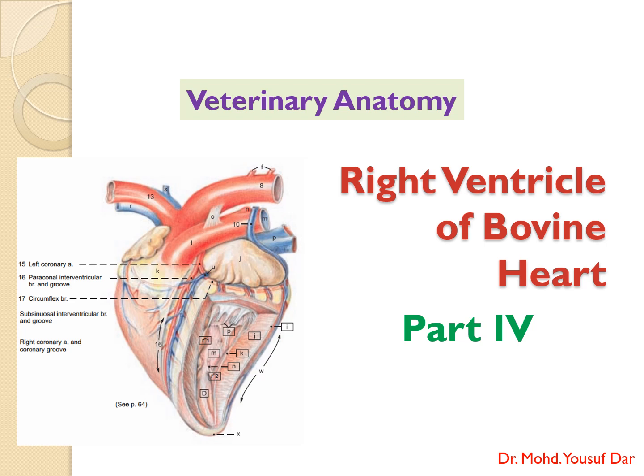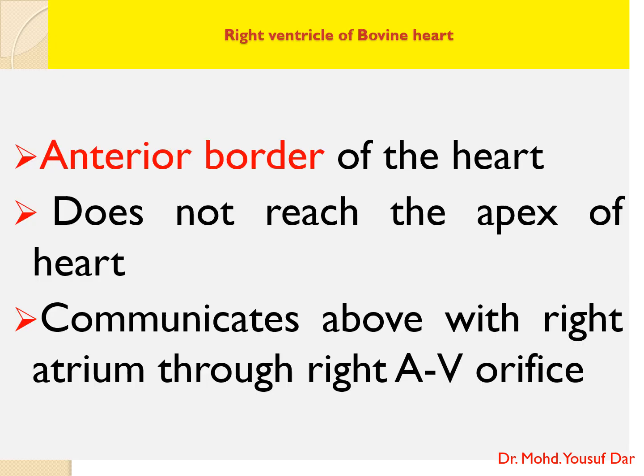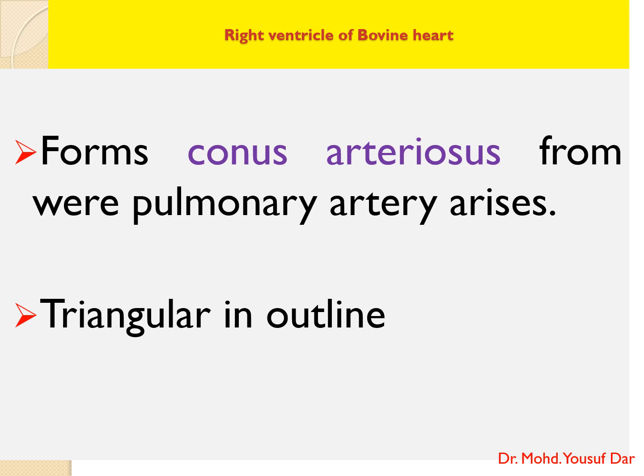Today's topic is the right ventricle of the bovine heart. The right ventricle forms the anterior border of the heart. It does not reach the apex of the heart, and it communicates above with the right atrium through the right atrioventricular orifice.